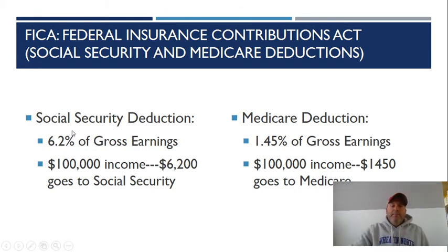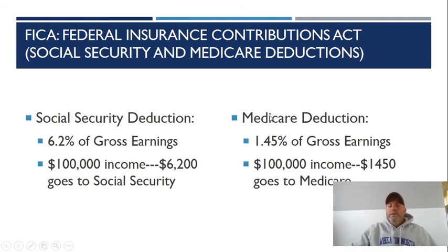Part of FICA, 6.2% of all of your gross earnings, goes to Social Security. Social Security provides income for individuals in their retirement. So if you made $100,000 during the year, $6,200 of that would go directly into Social Security. And perhaps when you retire, when you're older, Social Security will still be alive and you'll collect some of that money for your retirement.